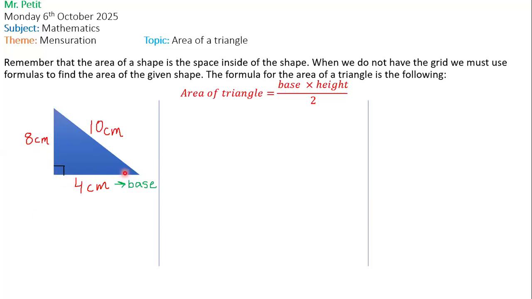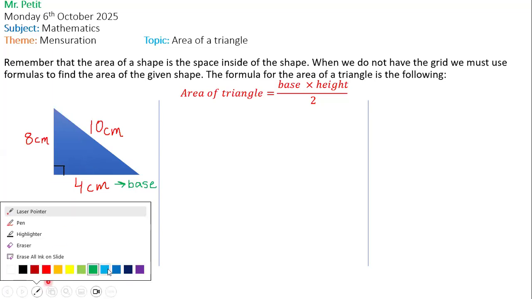I shouldn't describe it like that. That's not an accurate description. You have to look for the one that is perpendicular to the height. So what is the height? The height is going to be what? 8 centimeters. Very good.